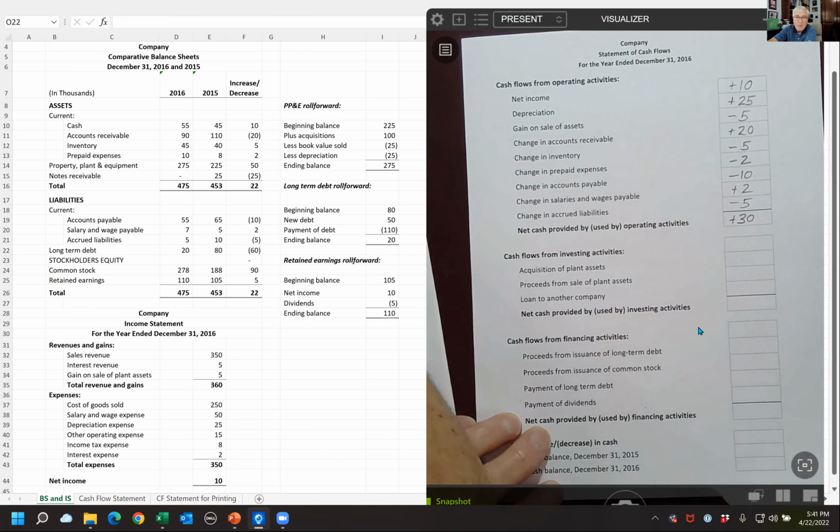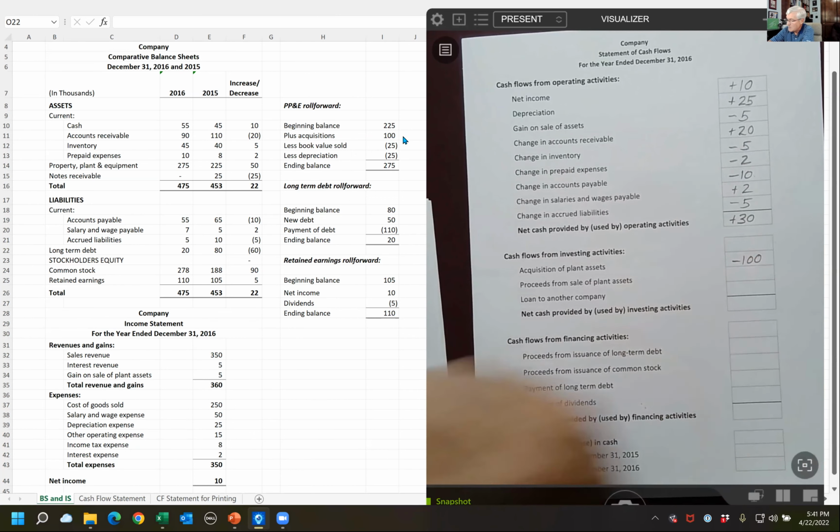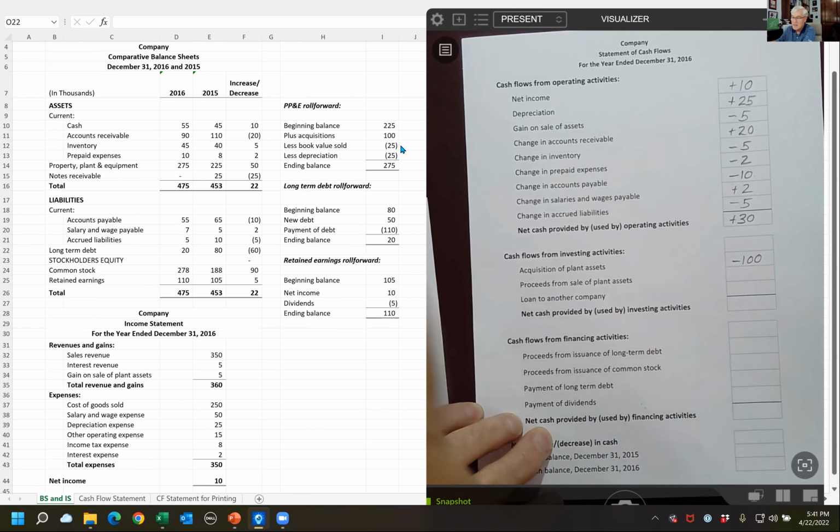All right. Acquisition of plant assets. I'm going to pull that out of my supplemental information. So assets went up plus 100 for acquisition. So minus 100 on the cash flow statement. We had to pay for those. And then new assets.